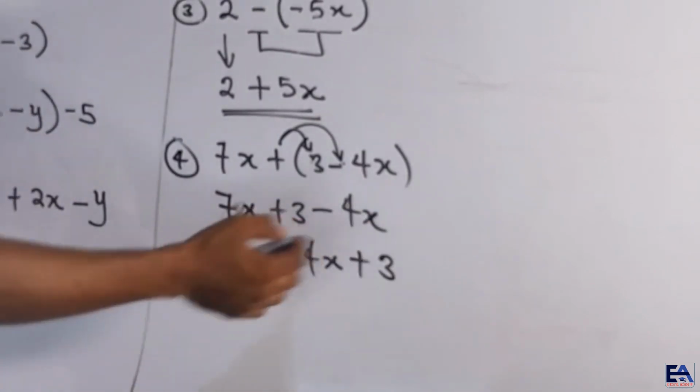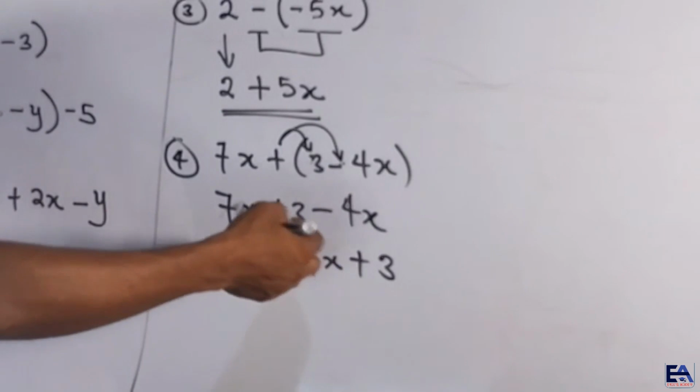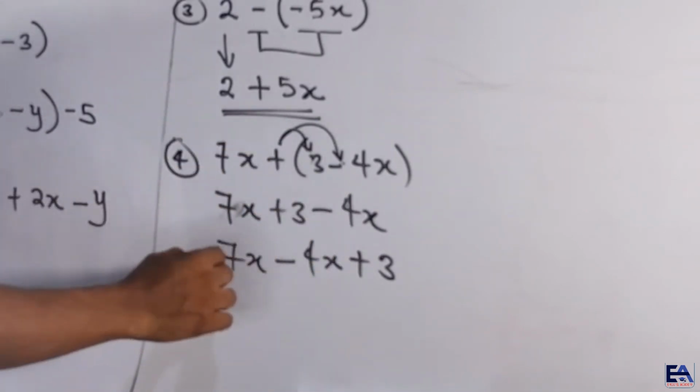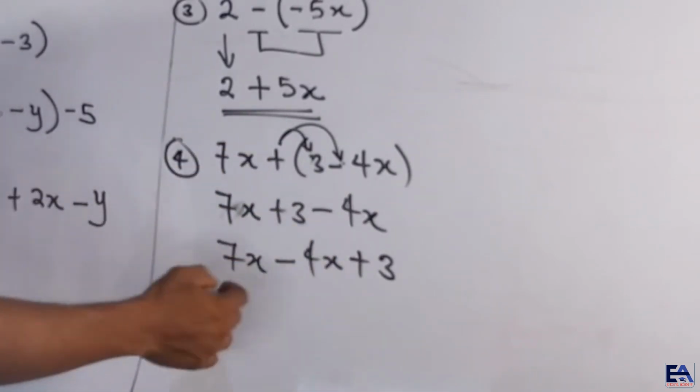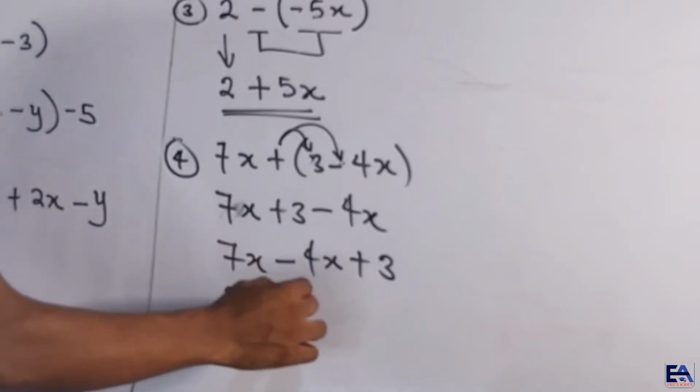So now 7x minus 4x will give us, like you are taking 4 naira or 4x from 7x, because they are like terms, so they can easily work together, and then that will become 3x. So you have 3x plus 3.